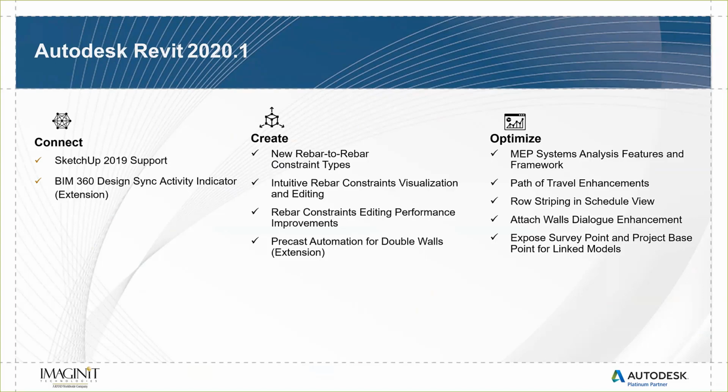Under create, it's all about structure at this point. It's about the reinforcement constraints, and they added a feature for precasting. And then under optimize, they added the systems analysis for the MEP side of things. They did some work on the path of travel in architecture, looked at some scheduling features, attaching wall dialog boxes, and exposing the survey and the base point.